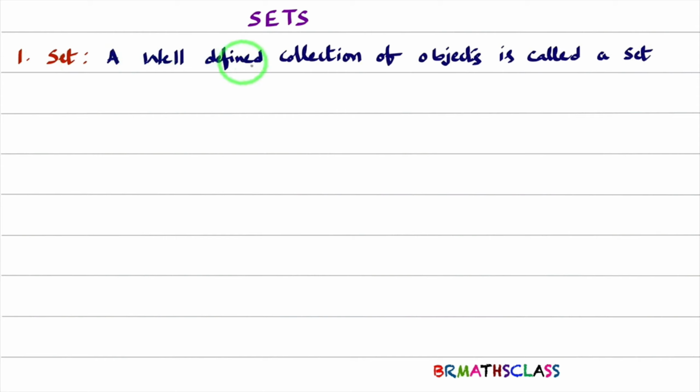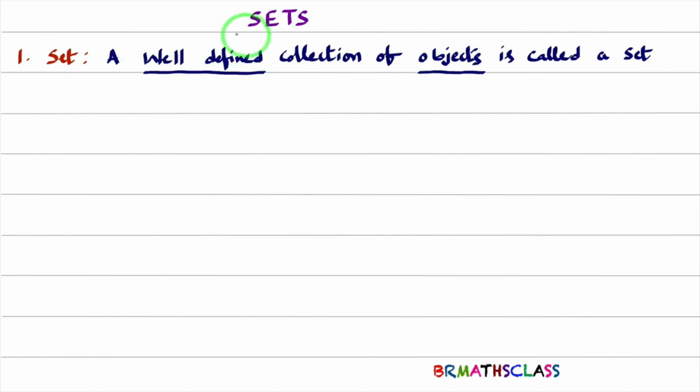A well-defined collection of objects is called a set. Here you need to observe two words. The first one is well-defined and the second one is objects. What are known as objects? In mathematical language, all the things which are either living or non-living are known as objects. A well-defined collection of objects is called a set.